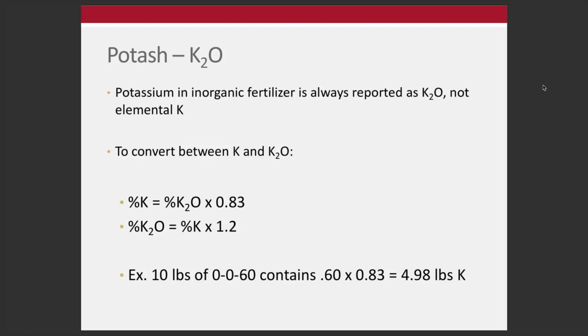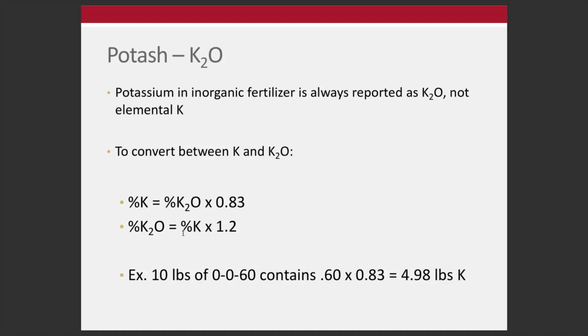So again, think back to something like triple 13: it's 13% nitrogen, elemental nitrogen, 13% P2O5, and 13% K2O. We can convert between elemental K and K2O by multiplying or dividing by 0.83 or 1.2. If we have K2O and we want to get to elemental K, we multiply by 0.83, because we essentially take the oxygen out of the picture for every two potassiums. And likewise, we multiply by 1.2 if we're going from K to K2O.